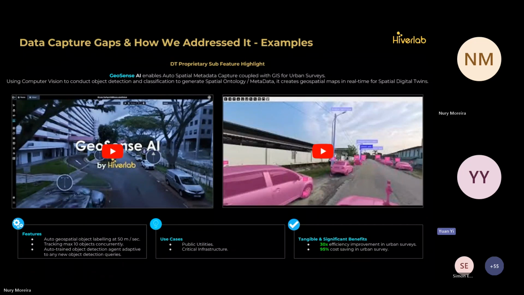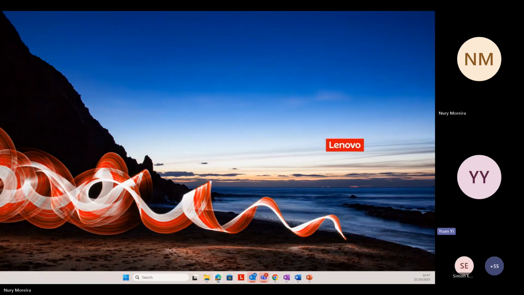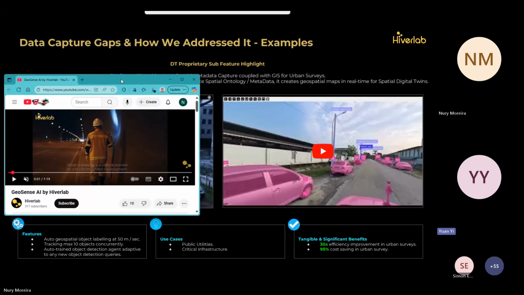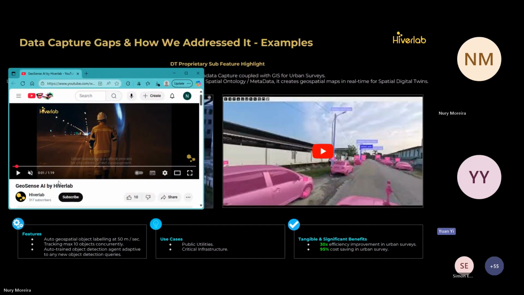Yeah, and this is another example. This is more for urban survey. We understand that some of the customers wanted to conduct urban surveys and capture the locations of different objects of interest in the urban area. But sometimes they don't really have the list of items they need to capture upfront, right?